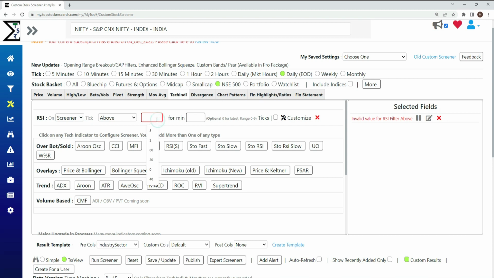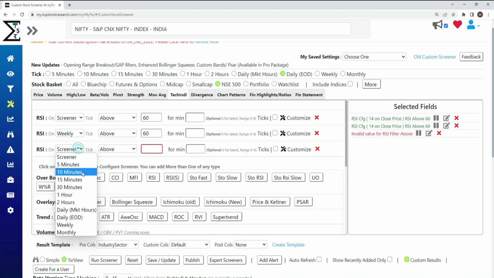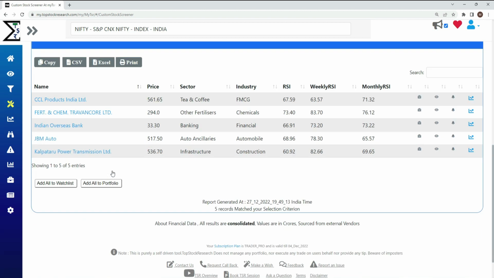So on the daily chart, it is above 60, and then add another RSI. On a weekly chart, it is again above 60, and on a monthly chart, or anything that you can put. I'm just putting it. Not sure I'll find anything in this market, but let's try it. So what it tells you is multiple things. Number one is it tells you that it is above 60. If you don't put this optional field, then it will just tell you that it is above 60. So let's run this screen now.